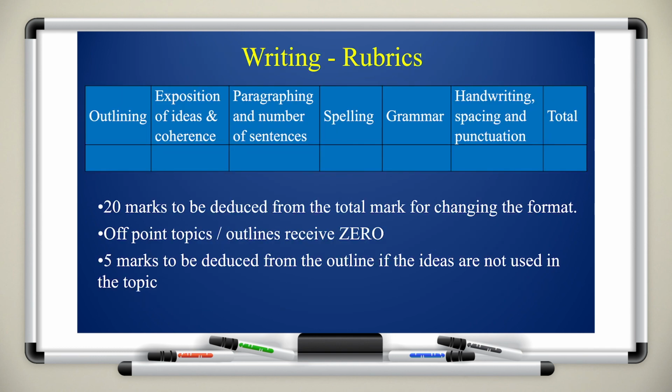Now you will be graded according to your outline, the exposition of your ideas, paragraphing, spelling, your grammar, handwriting. Okay? If you wrote an off-point topic, you will get a 0.